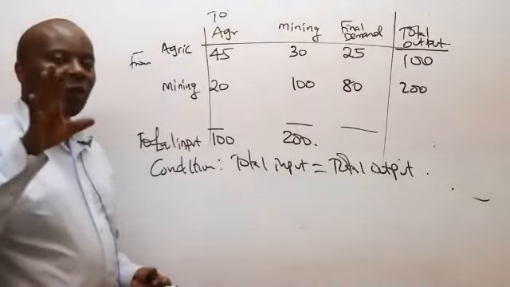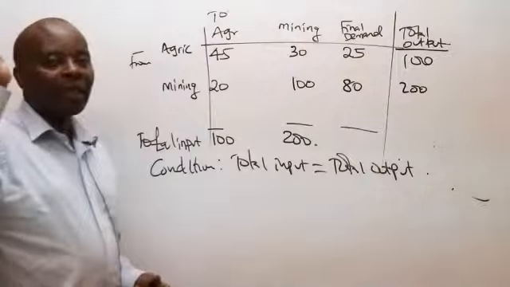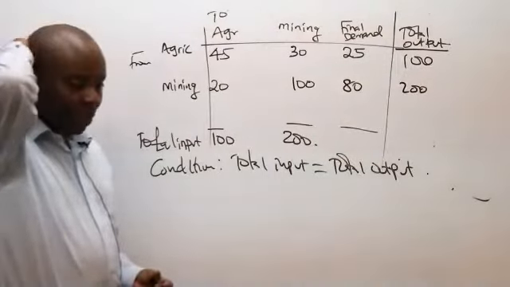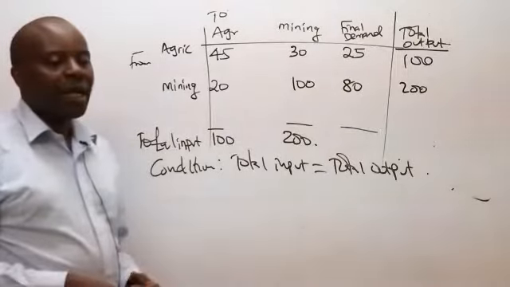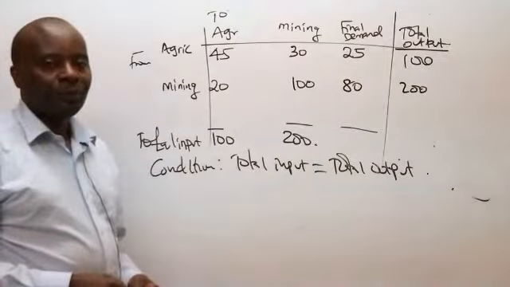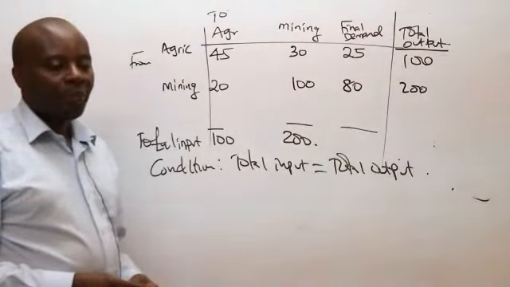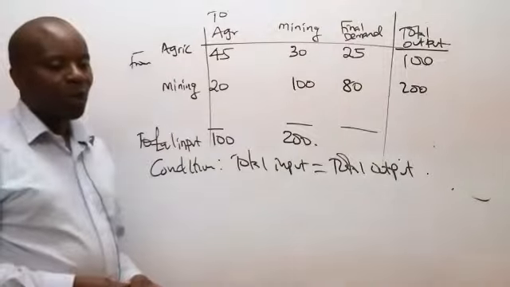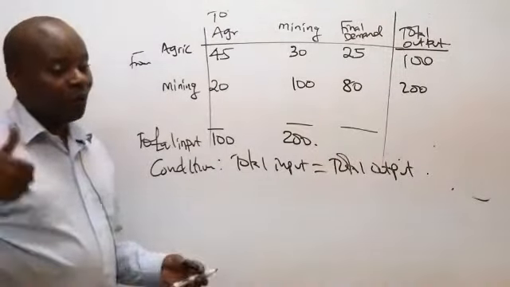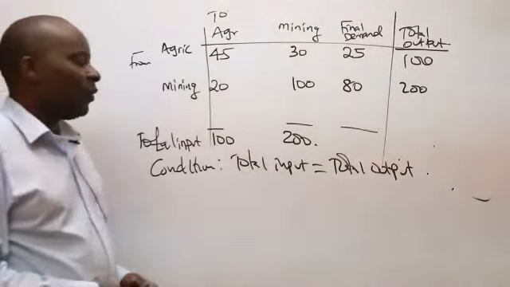It's a system of no losses. You put in 100, you get exactly 100. Total input will always be equal to total what here? Output. Total input will always be equal to total output. Very important, yes, very important.